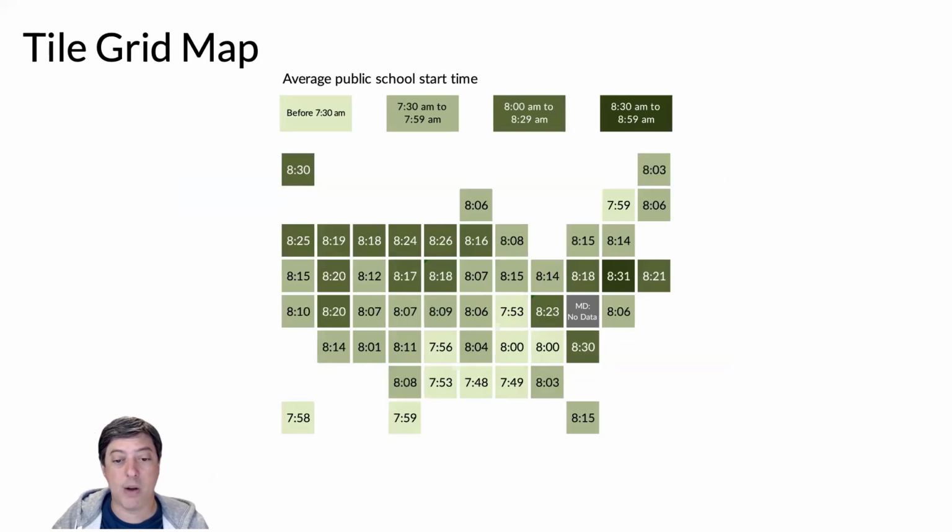I could also change this if I wanted to show the actual starting time, rather than the abbreviation of the state. Again, it would depend on the audience and how familiar they are with the geography of the United States. So that's one way that I could visualize these data, actually using the geography and actually showing you a map.